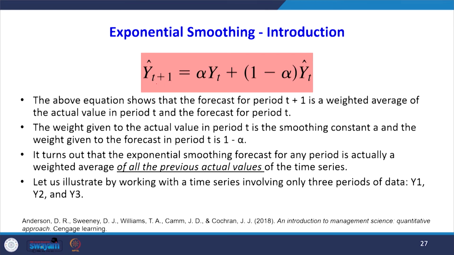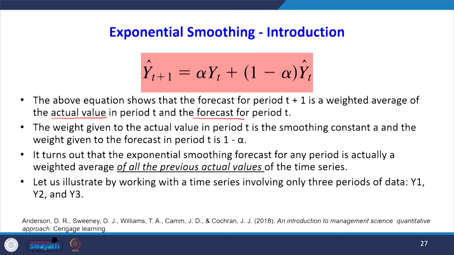The above equation shows that the forecast for period t plus 1 is a weighted average of the actual value in period t and the forecast for period t. So we are taking two things into consideration: one is the actual value, which has the weight alpha, and the forecast value, which has the weight of 1 minus alpha.